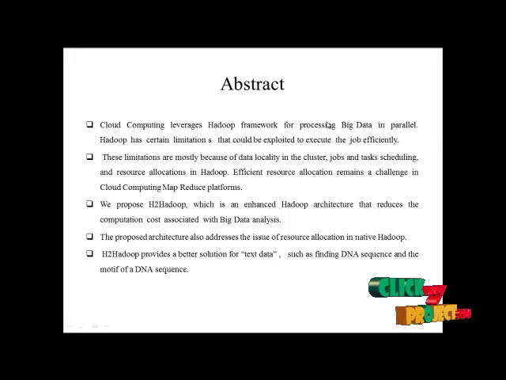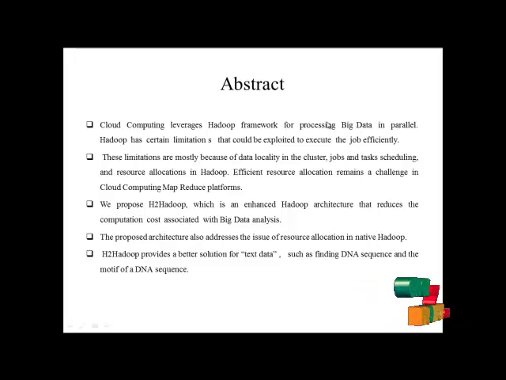Clustering means we separate our data based on attributes. So the limitations are locality in the cluster, jobs and task scheduling. Task scheduling means the scheduler allocates a particular job to some users, and also the resource allocation in Hadoop. Efficient resource allocation remains a challenge in the cloud computing MapReduce platform.